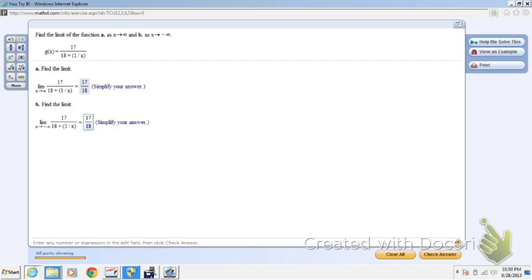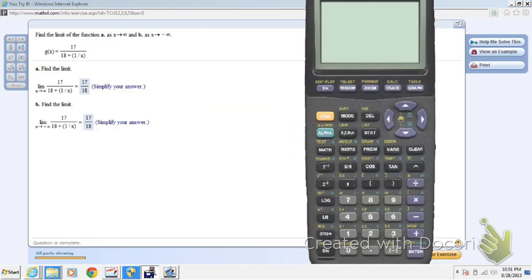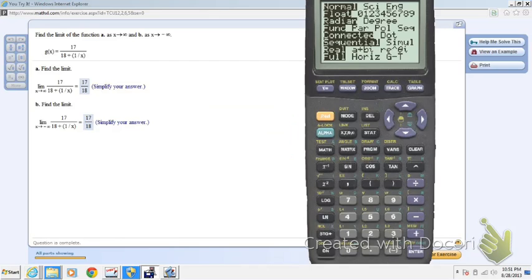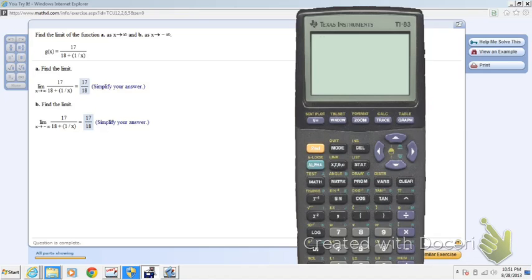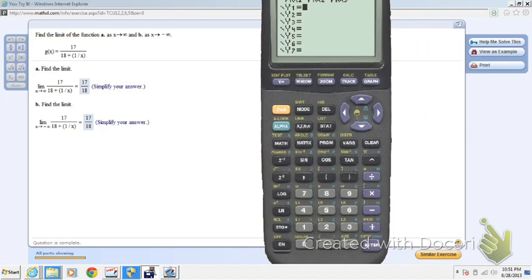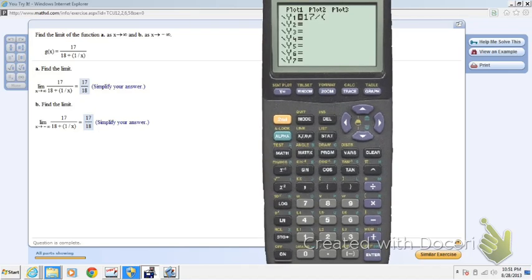I always try it analytically like that with the algebra, and then take a look on the calculator just to verify. So I do want to mention that. So you would go to y equals, I don't know that I'm going to do all these on the calculator, but you would have 17 over paren, and then I would type that denominator in as 18 plus x to the negative 1. So x caret -1. Always try zoom 6.